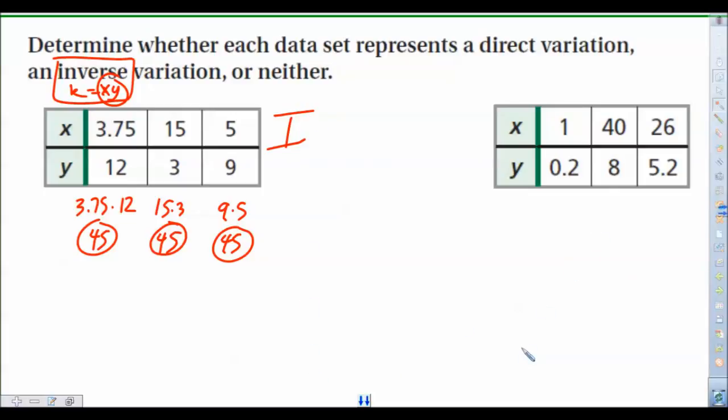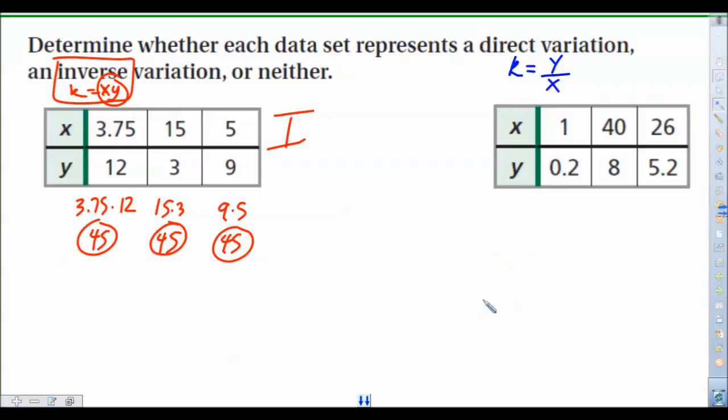If we look at the other one here, taking a quick look at this, you can see right away that when you multiply them together, this one's not going to be inverse variation. You're not going to get the same amount each time. So then to check to see if it's direct variation, what we have to do is find our k value here: we take y and divide it by x.